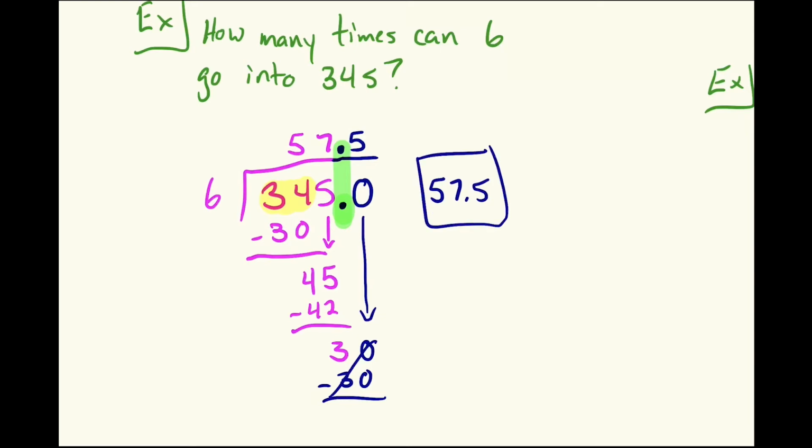So, the original fraction could have been written as 345 divided by 6, 345 over 6. How do I convert that to a decimal? Well, I divide it, and I get my answer.